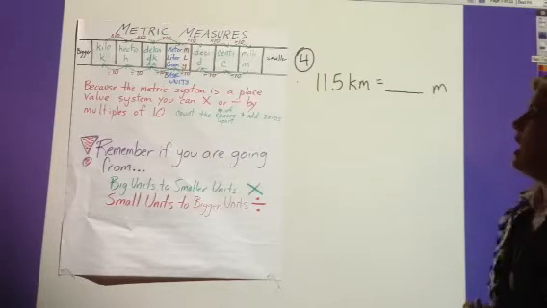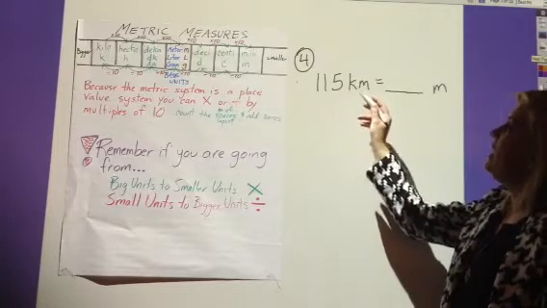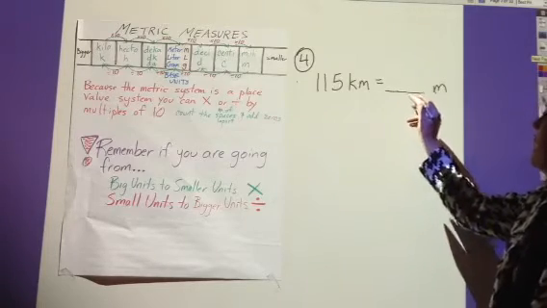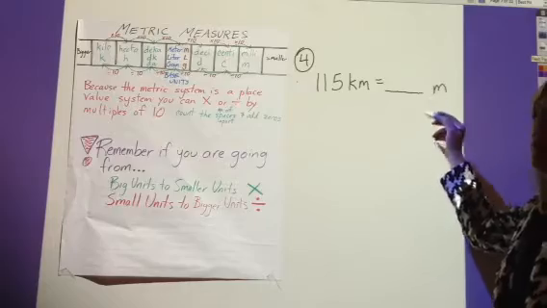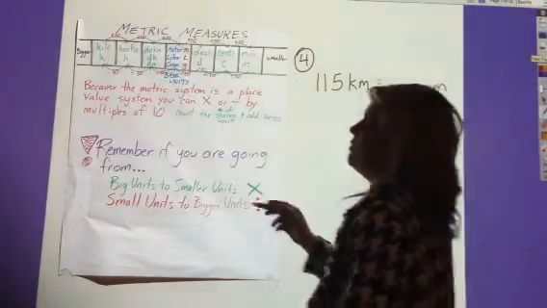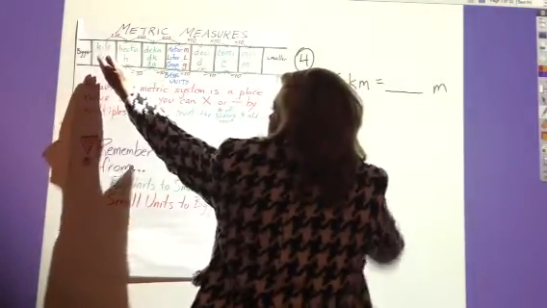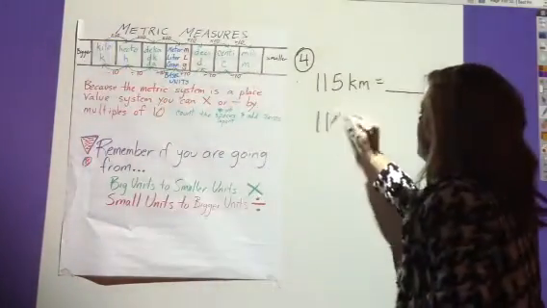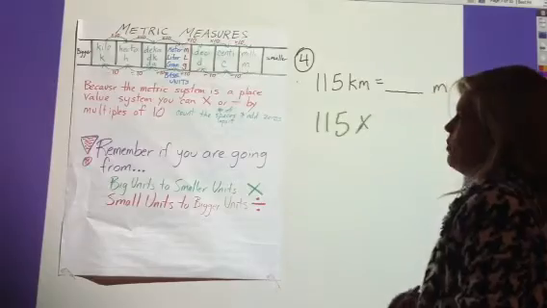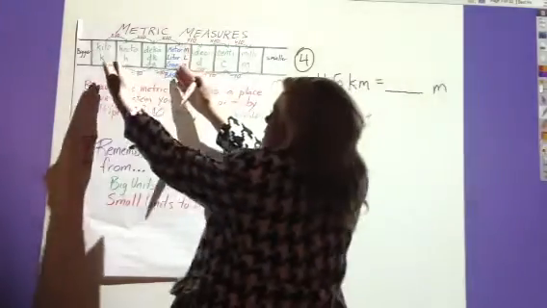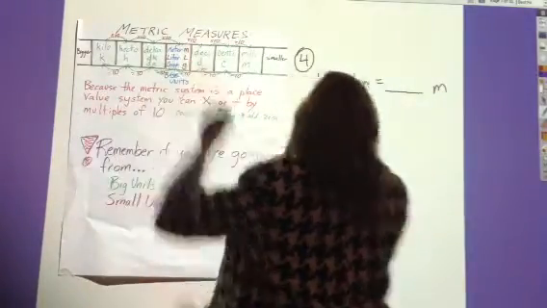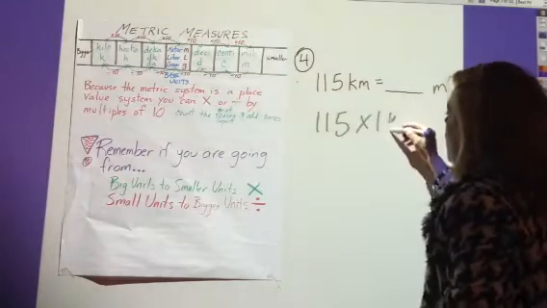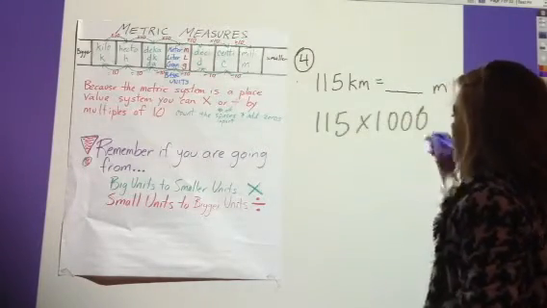Next, I have 115 kilometers, and I need to turn that into just regular meters. I'm going from kilometers over here to meters over here. I'm going from bigger to smaller. I know that the operation I want to use is multiply. How many spaces away is it? It's 1, 2, 3. So I'm multiplying it by 1, 2, 3 zeros after my 1.